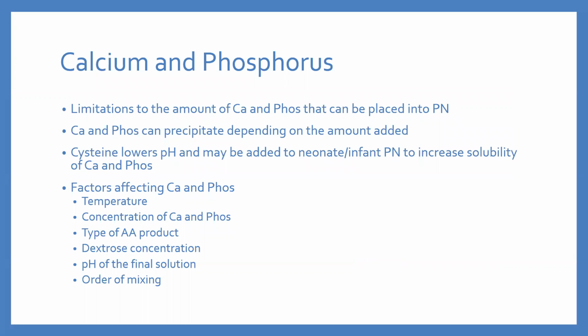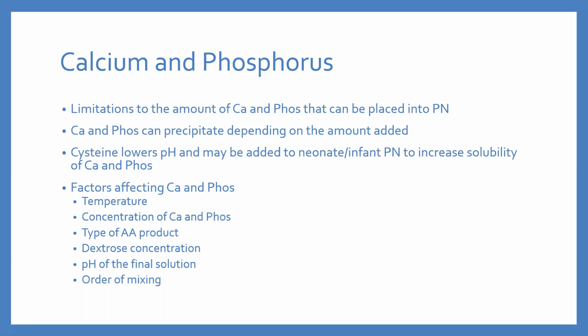So calcium and phos, there are limitations to the amount of calcium and phos that we can place into a parenteral nutrition. That is because calcium and phos can precipitate depending on the amount that's added. The system that we use, Abacus, when we put in the pharmacy orders for this, will actually calculate the ratio for us and let us know if there's an appropriate amount in there. So we will reach out to you guys if there's concern regarding that.